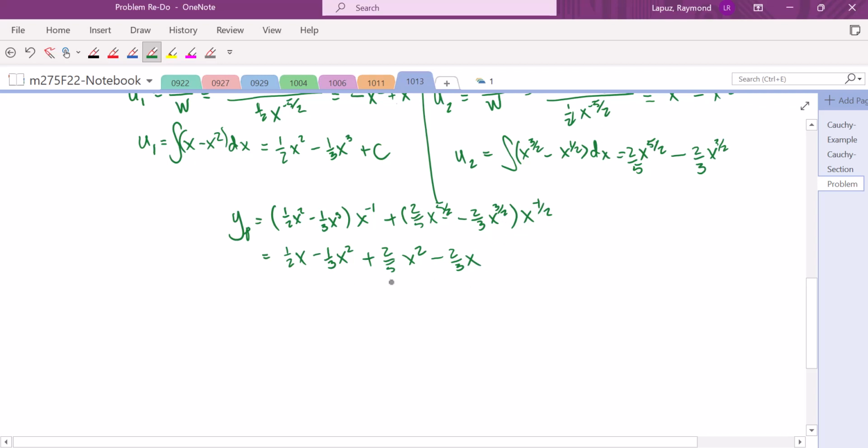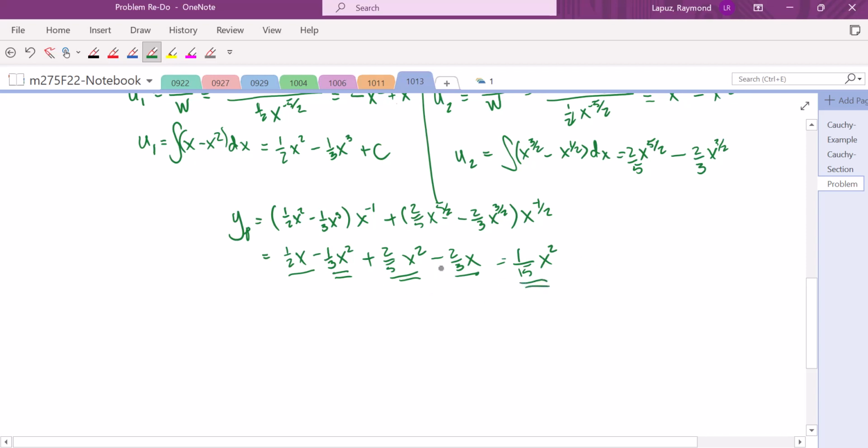Oh, it looks like we can actually combine them. We have some like terms here. Unfortunately, the denominators aren't agreeing with each other, but let's see if we can do this. Let's put together the x squared terms first. This is 2/5 and minus 1/3, so let's call the common denominator 15. With a common denominator of 15, this is going to be 6 minus 5, which is just going to be 1. Alright, so that takes care of the squared terms.